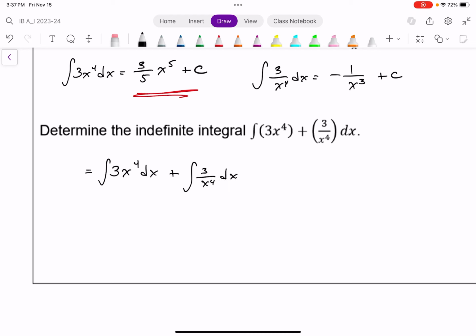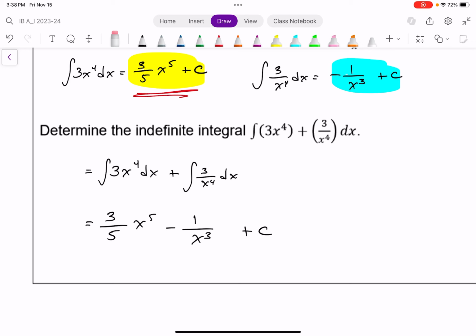And so I can just take my answers from above, here and here, and just put them down here. The only difference is I don't need to have 2 plus constants here, and so we generally just put those constants together, and so I can say this answer would be 3/5 x to the power of 5 minus 1 over x cubed, and then plus some constant. You could put plus some constant plus another constant, but again, that's kind of silly because they add up to just some other constant. So in general, we just do that.